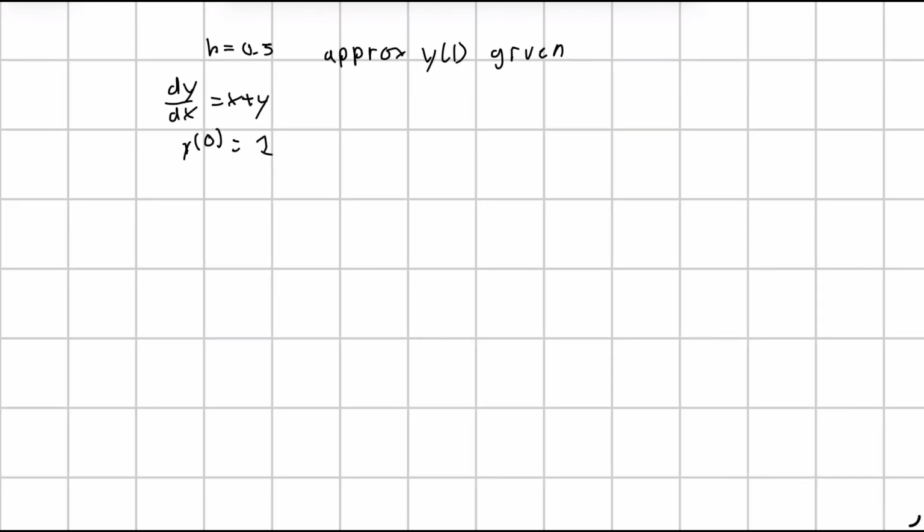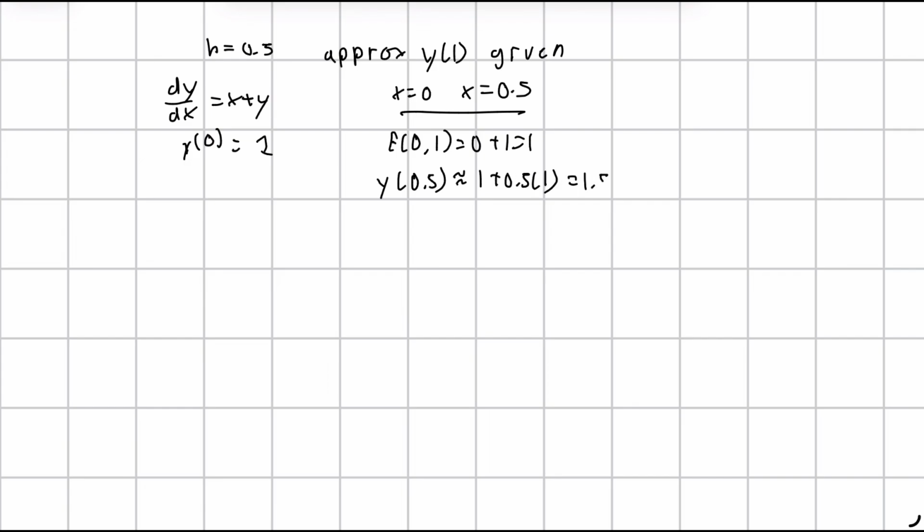First of all, let's look at going from x equal to 0 to x equal to 0.5. For this, we have f of (0, 1). These are our points, so we have 0 plus 1 is equal to 1. Then y of 0.5 is approximately 1 plus 0.5 times 1, which is 1.5. Then what if we go from x equal to 0.5 to x equal to 1?